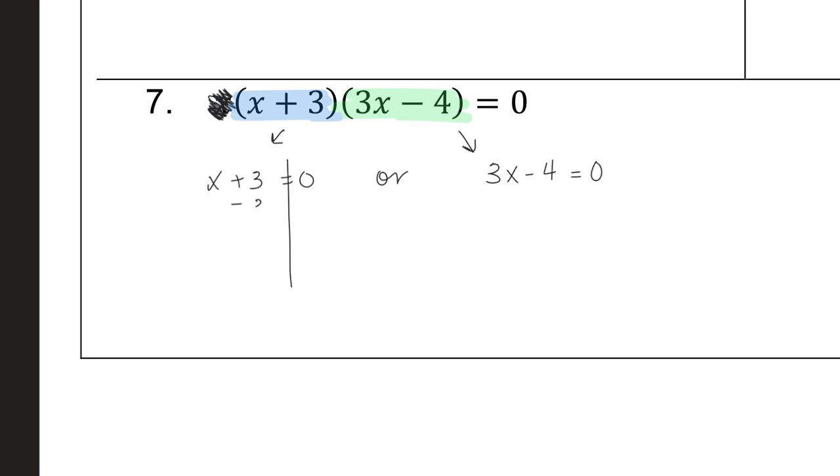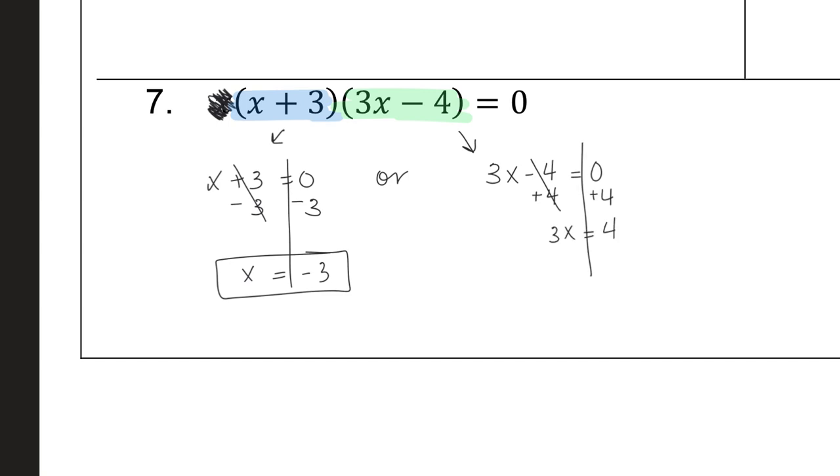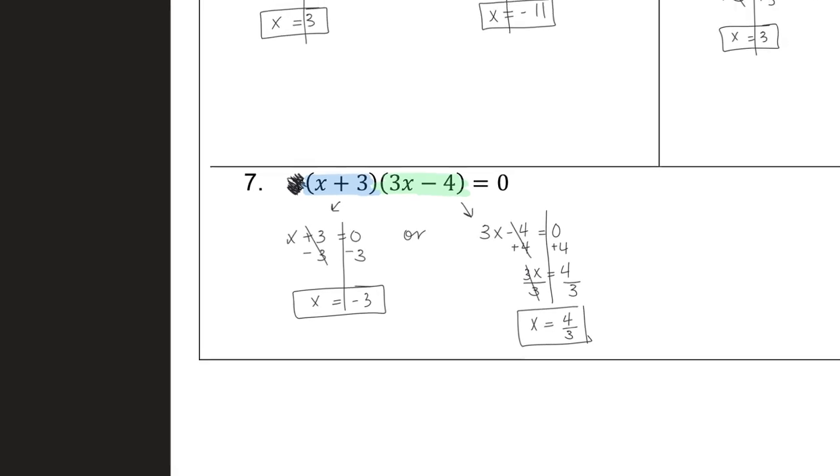So we can solve that first one by subtracting 3. So x equals negative 3 is an answer. Or over here we would add 4 first. So now we have 3x equals 4. And then we would divide by 3. So either x equals negative 3 or x equals 4/3. And those would be my answers.